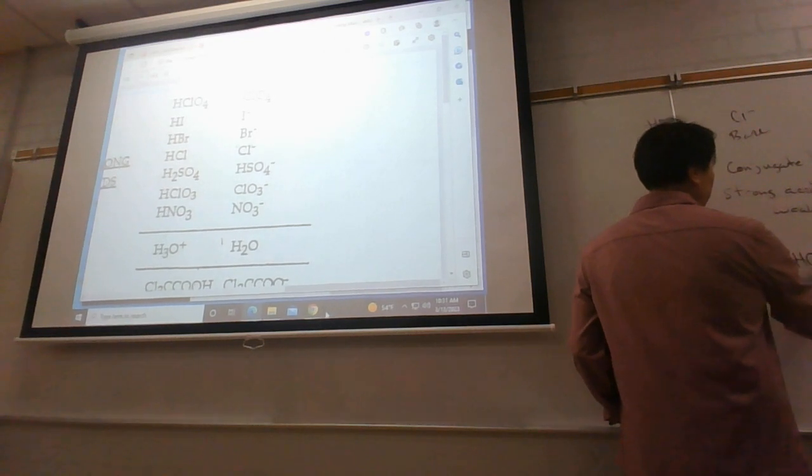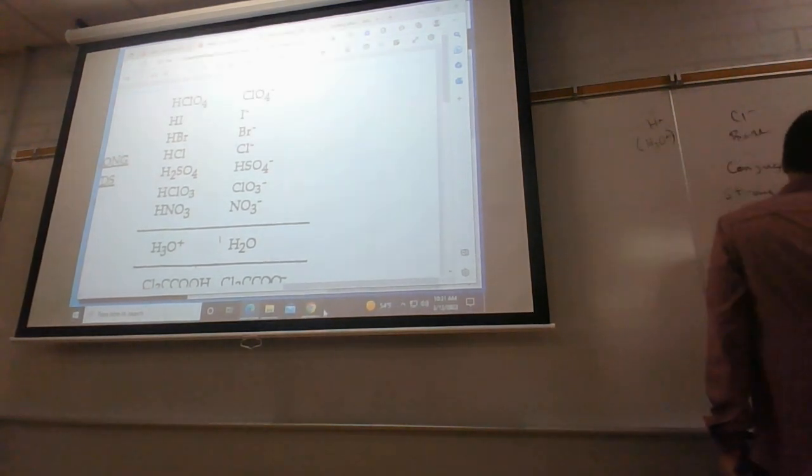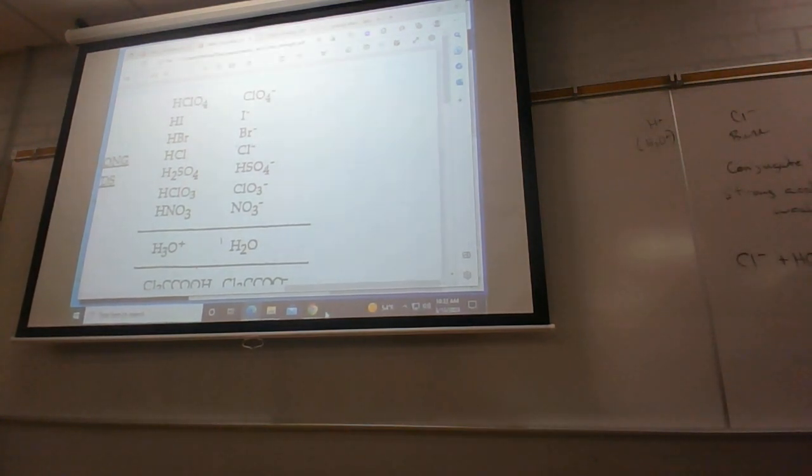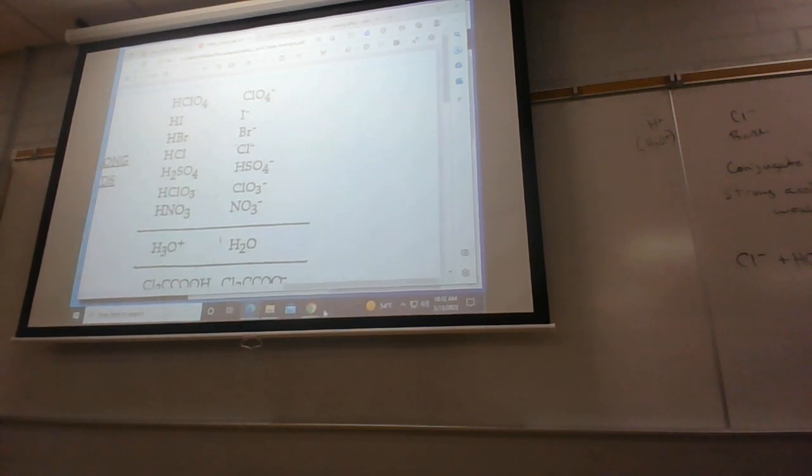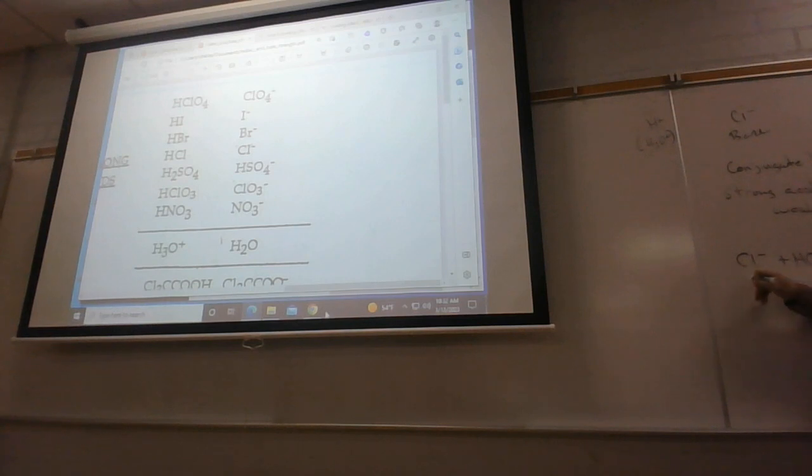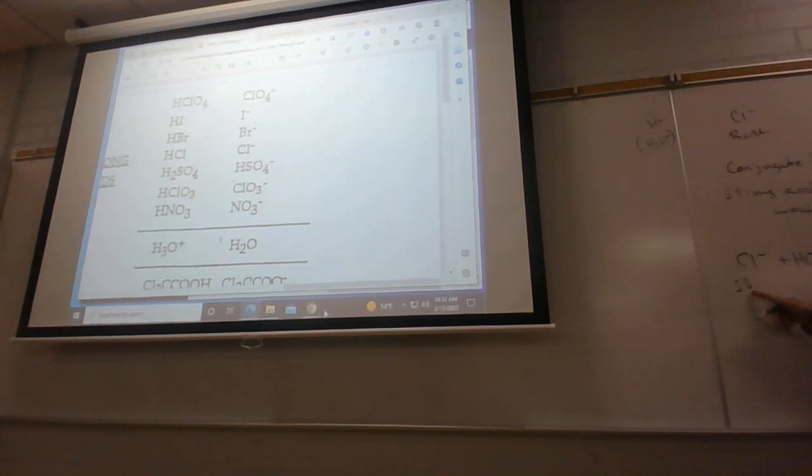Maybe I should write it down so you can see it. This is the way I usually write it. We're going from a stronger base, which I call SB. It's not a strong base, it's just stronger than this. This is a weaker base. And we're going from a stronger acid, SA I call it, to a weaker acid, WA. But what do we know about this?